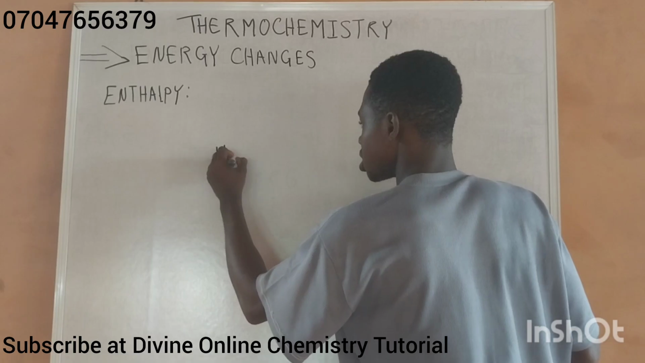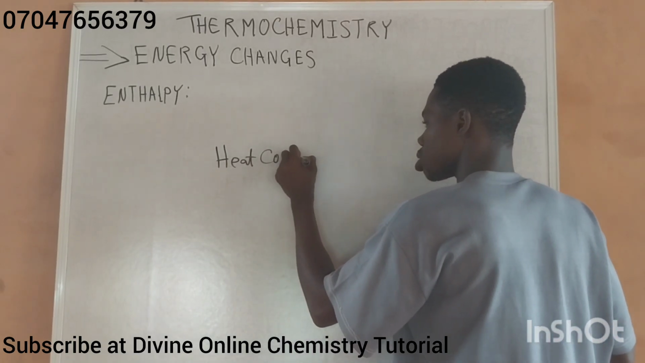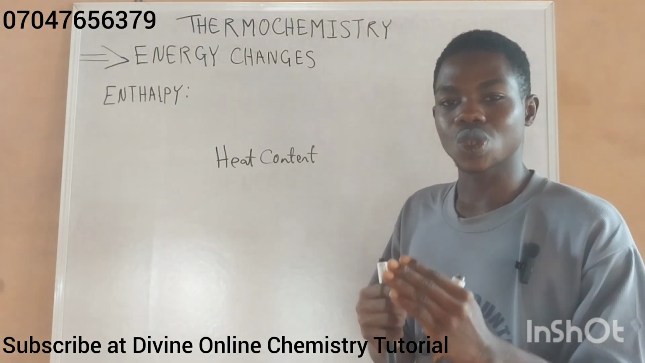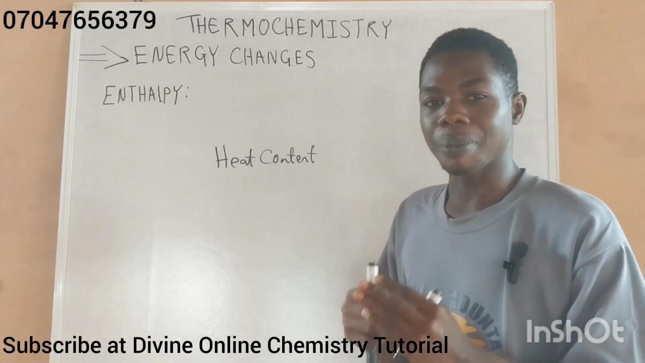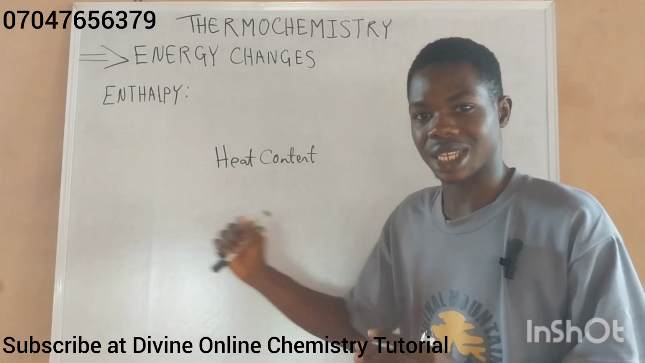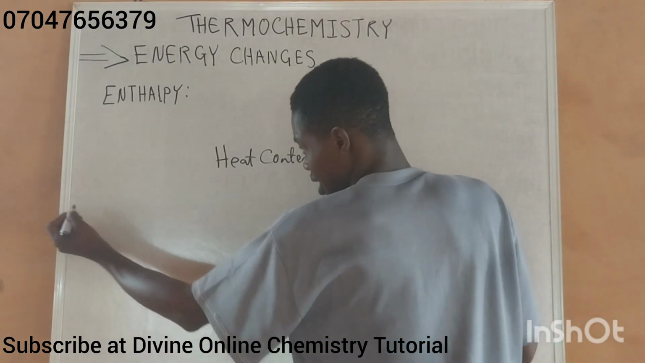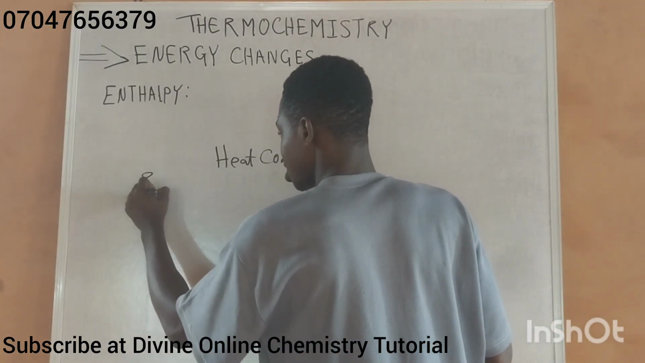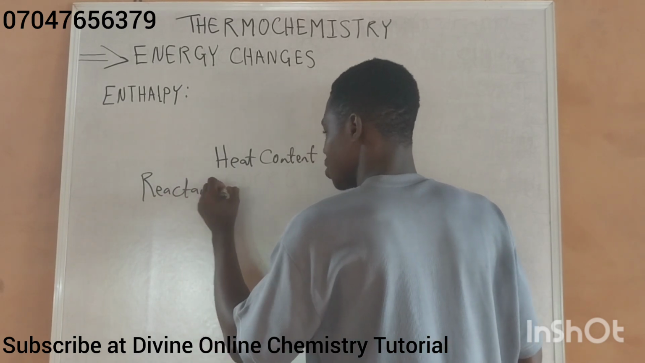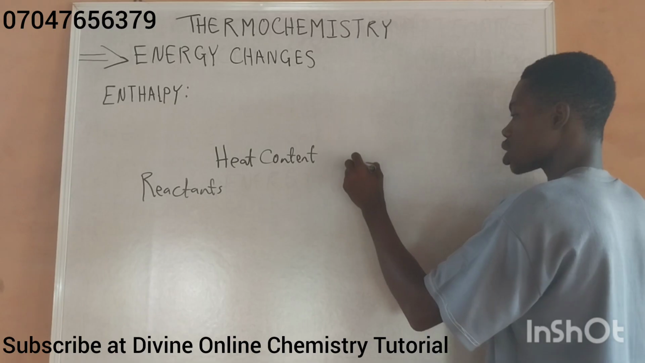Enthalpy is simply the heat content of a chemical reaction. So please take note of this. And please take note that in a chemical reaction, the species at the left hand side is known as the reactant, while the one at the right hand side is known as the product.